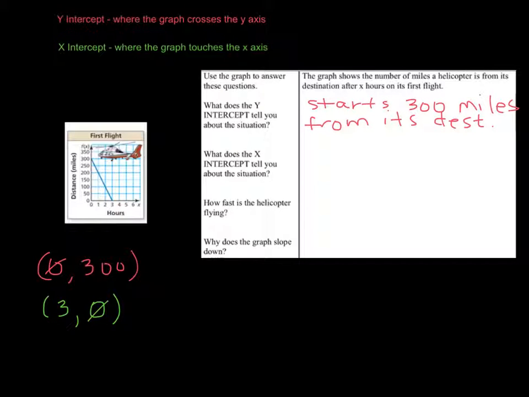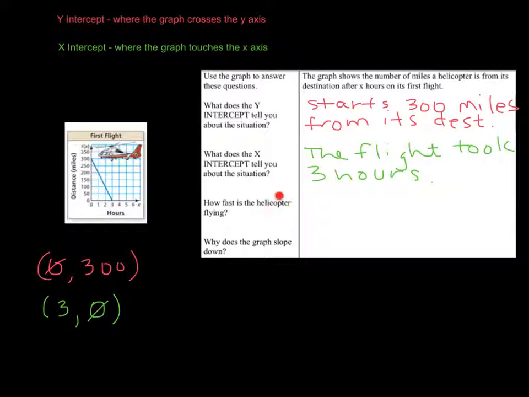Okay? So once again, I'm going back to my labels on my axes. So I know that it takes 3 hours, then I am 0 miles from my destination. Well, what does that mean? That means that it took them 3 hours to get to wherever they were going. Okay, so the x-intercept tells you that the flight took 3 hours. Okay, I know that if I'm 0 miles from where I'm going, I'm already there. Okay, so I know that it took me 3 hours to get there. Alright, so we have those two pieces of information.